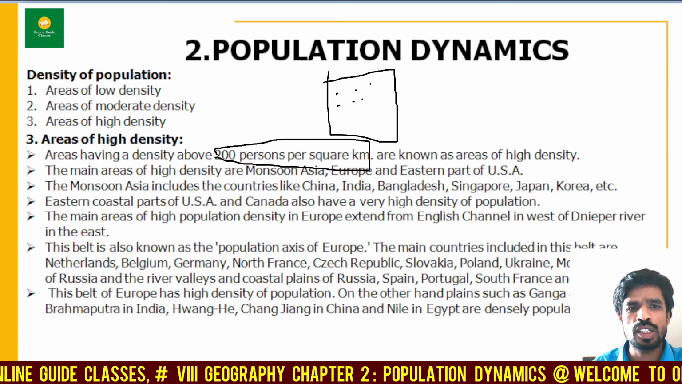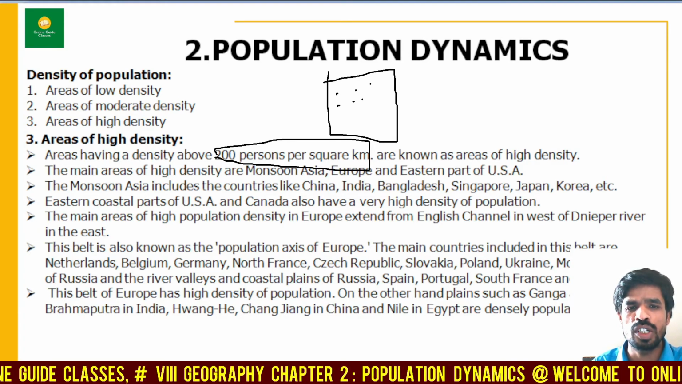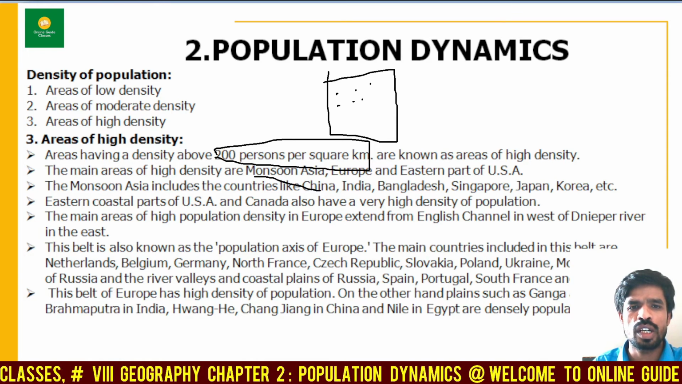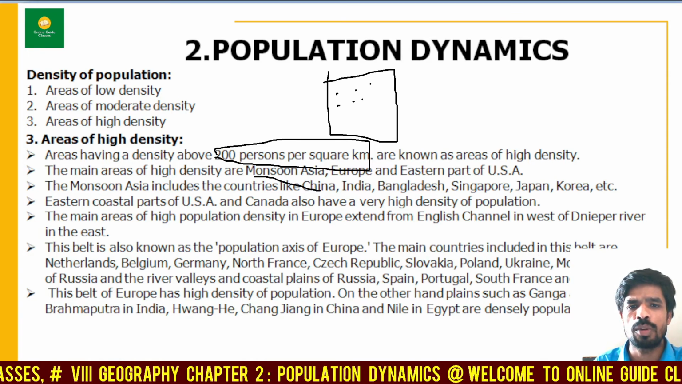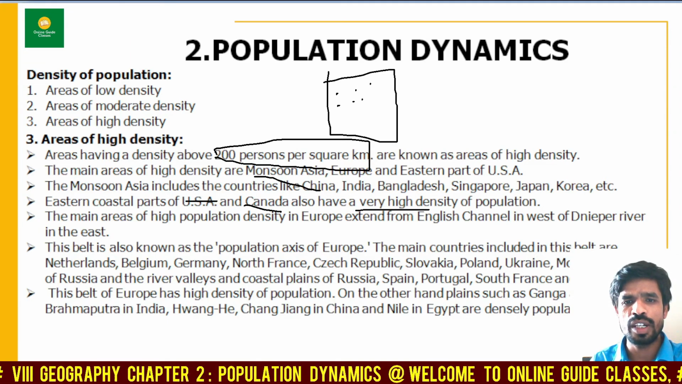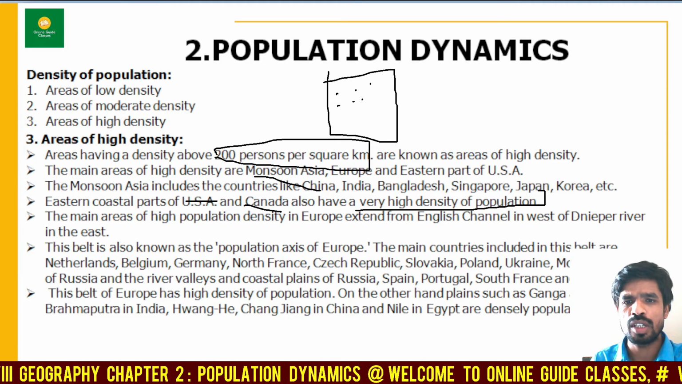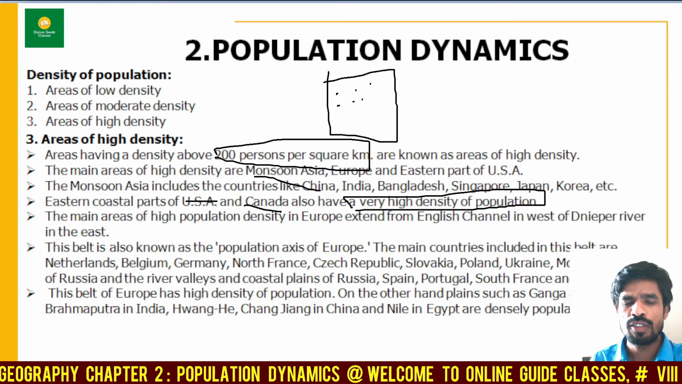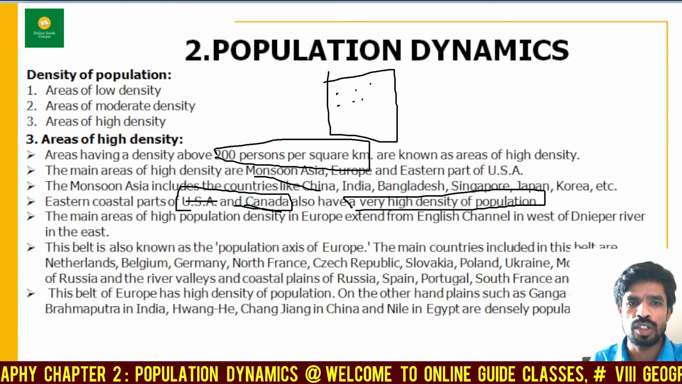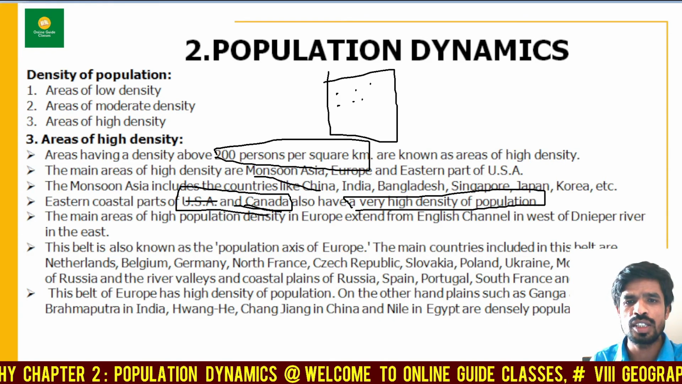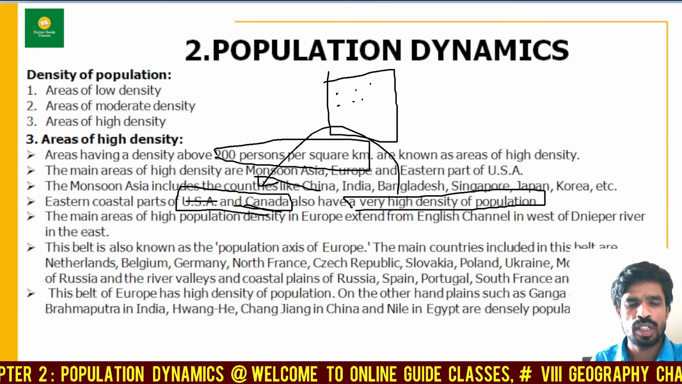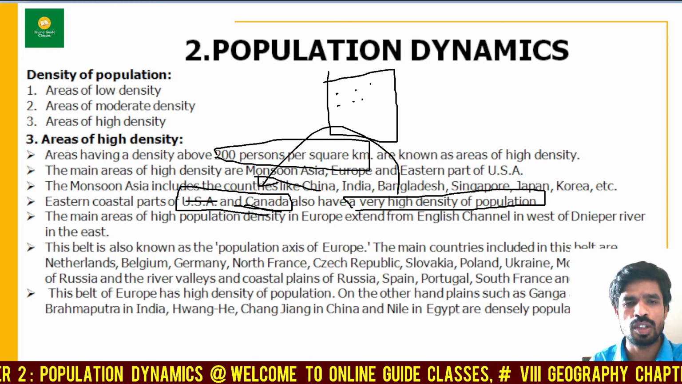The main areas of high density of population are Monsoon Asia, Europe, and the eastern part of USA. The eastern coastal part of USA and Canada also have a very high density of population. In these particular locations like USA and Canada, we find very high density of population. Why? Because, as we have discussed in the previous videos, in these regions you find industrial growth, and these are developed countries, my dear friends. That's why you find very high density of population. Many people migrate to these countries for their benefit and for their growth.